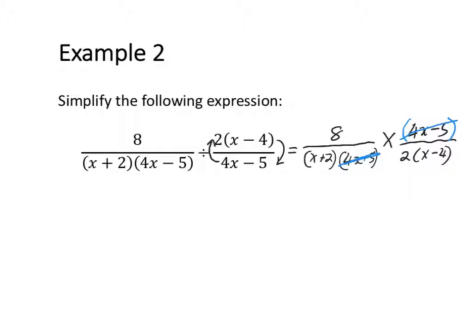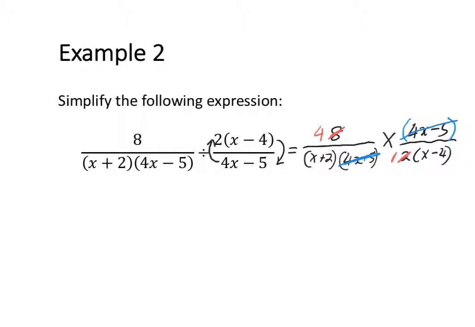Now I can check to see whether there's anything else that can be cancelled. And I've got an 8 and a 2. Now because the 2 is outside of the brackets in the second denominator, it is separate to the x minus 4 that's inside the brackets. So I can use that to cancel against the 8 in the numerator. So 8 divided by 2 is equal to 4. 2 divided by 2 is equal to 1.